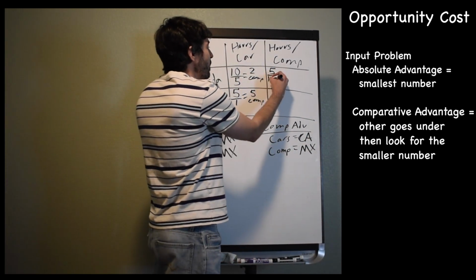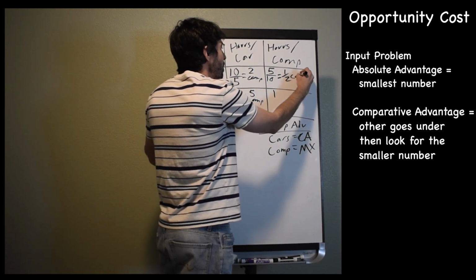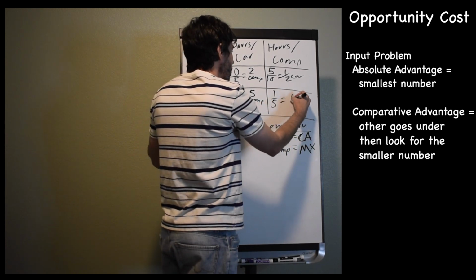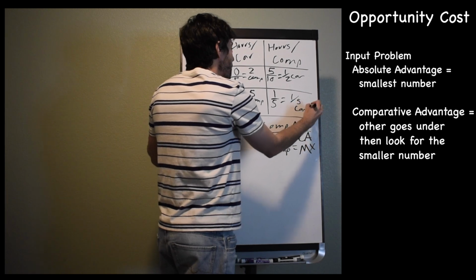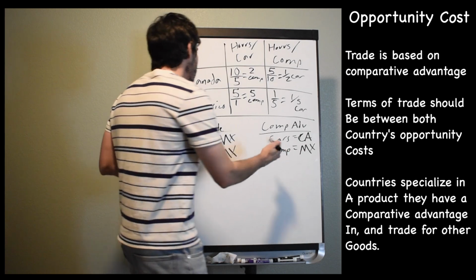We take the other number and put it under. 5 divided by 10 is 1/2 of a car. And for Mexico, it's 1/5 of a car. And 1/5 is smaller than 1/2. Now we gotta figure out a trade deal. Oh my God, let's do it.